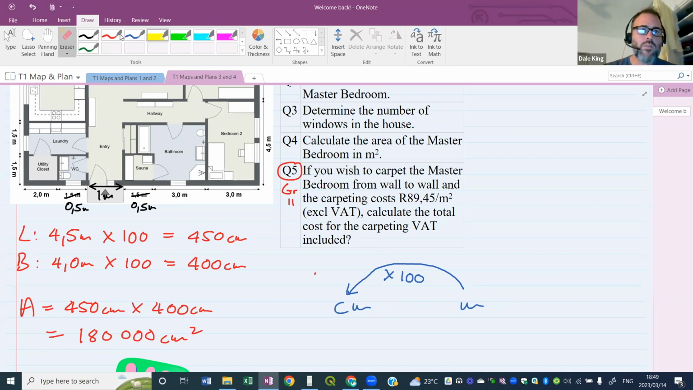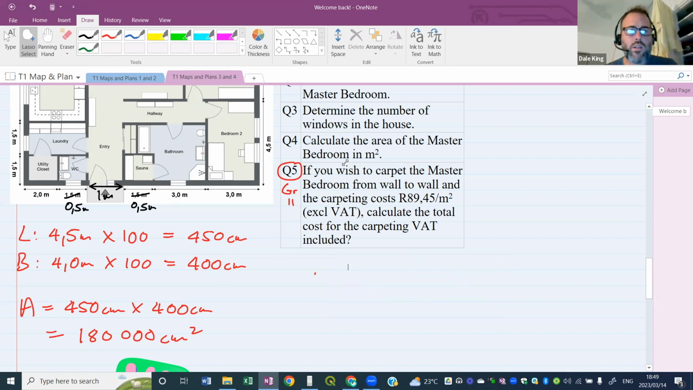Just as a matter of interest, if you wanted to go from meters cubed to centimeters cubed, you'd have to times by 100 cubed. Okay. All right. So a little trick that you can remember. You might be able to use it in an exam.